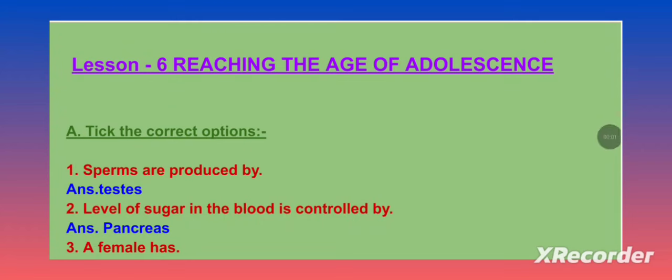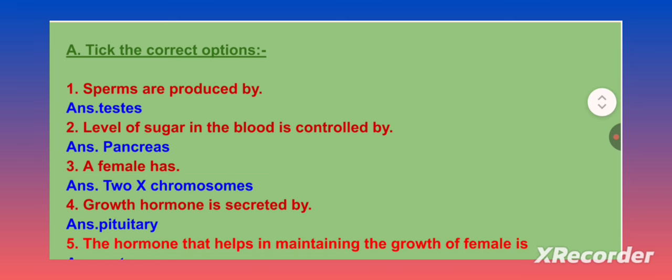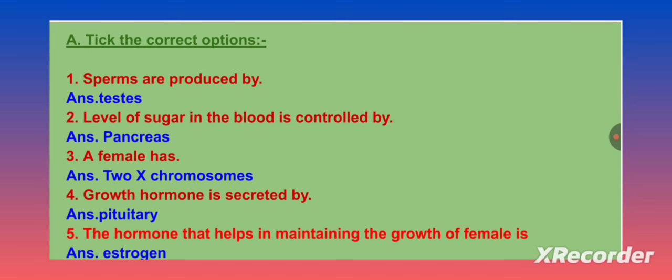Lesson 6, Reaching the Age of Adolescence. Question answer. Question number 8, tick the correct options. Sperms are produced by testes. Level of sugar in the blood is controlled by pancreas.